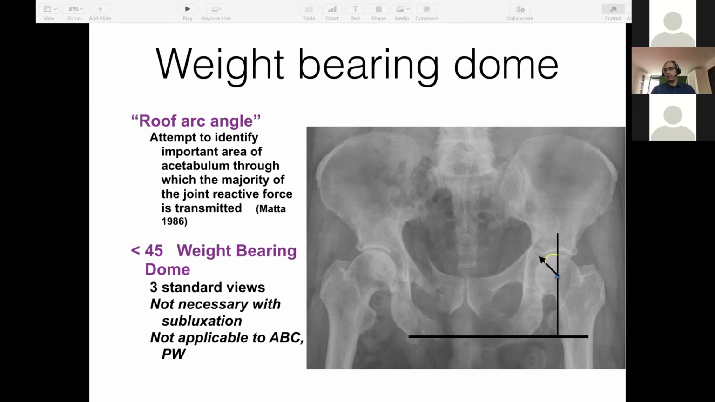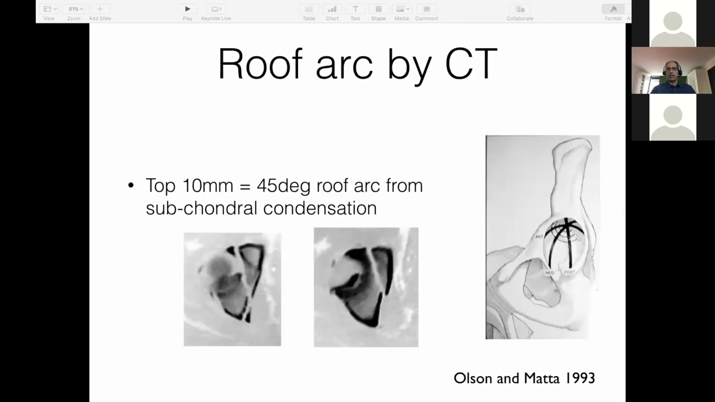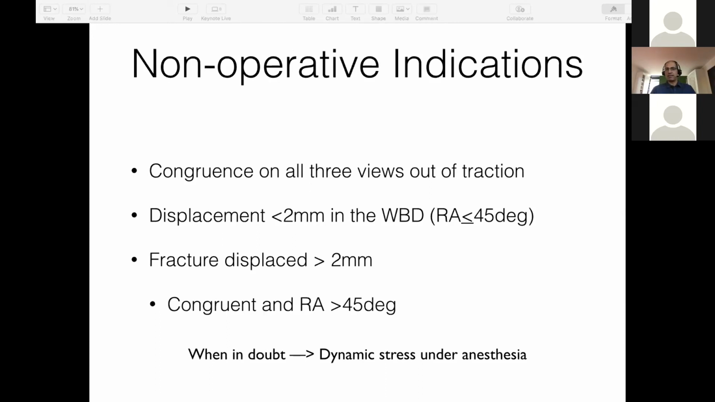Now that's been looked at in the CT era, and we consider that weight-bearing dome to be the upper 10 millimeters. If you're studying this on a CT scan, you ought to be thinking about how thick your cuts are, and you can calculate this down from the subchondral bone of the acetabulum. If that's involved, that's an indication for surgery.